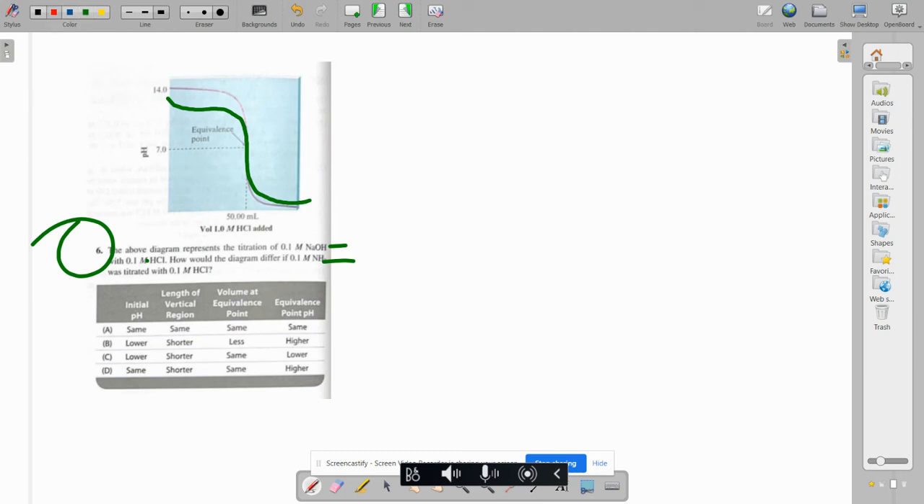So some notable differences. One, the strong base starts off much more basic. The weak base does not start off as basic, because the weak base doesn't dissociate as much. Notice that the weak base has this distinct buffer region, whereas the strong base is more of a gradual increase. It just looks different. It doesn't have that buffer region. And that's basically it.